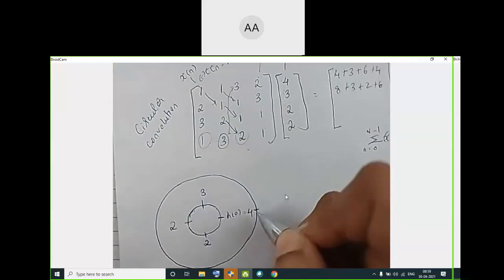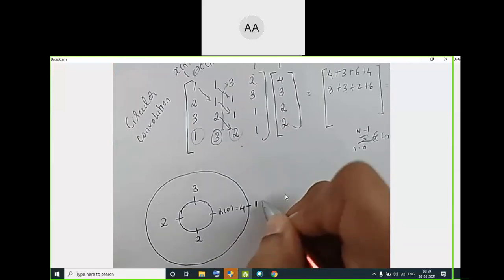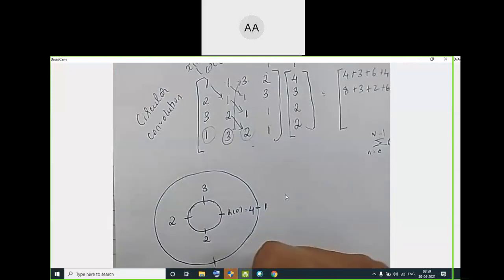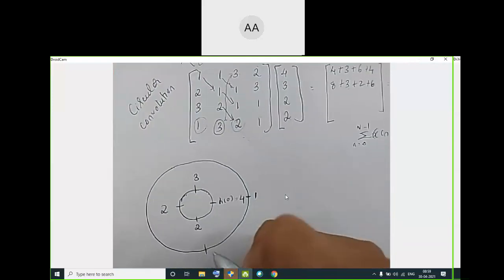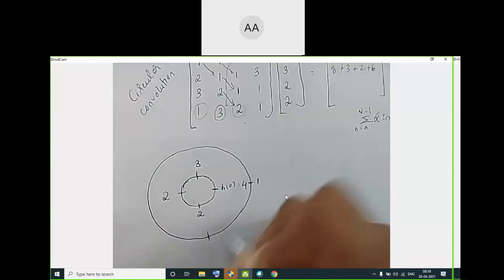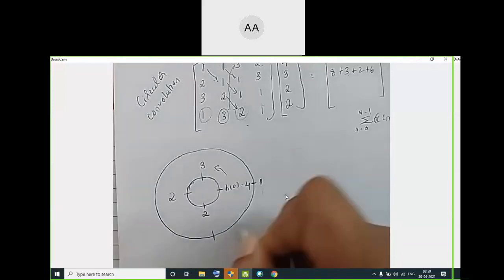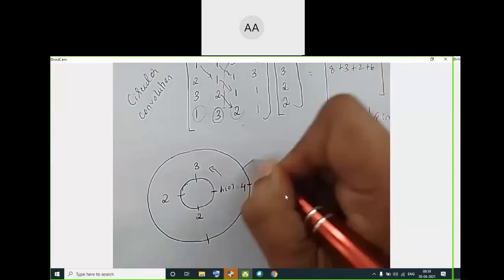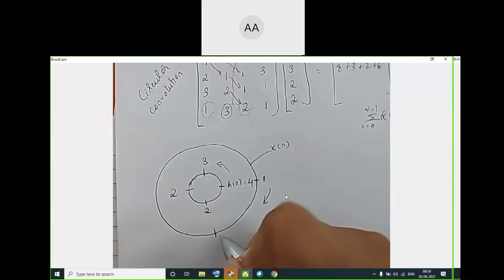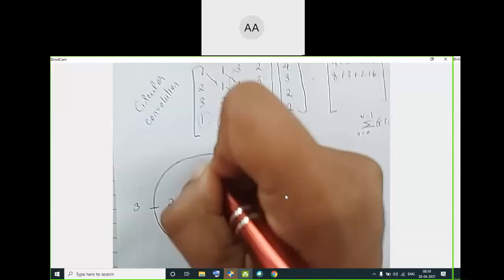your x of n. X of n is 1. This is x of 0, 1. I'll write it in the opposite direction. So this becomes x of minus n. See, this one I wrote anti-clockwise. This I am writing x of n clockwise. If I write it clockwise, it is 1, 2, 3, 1.